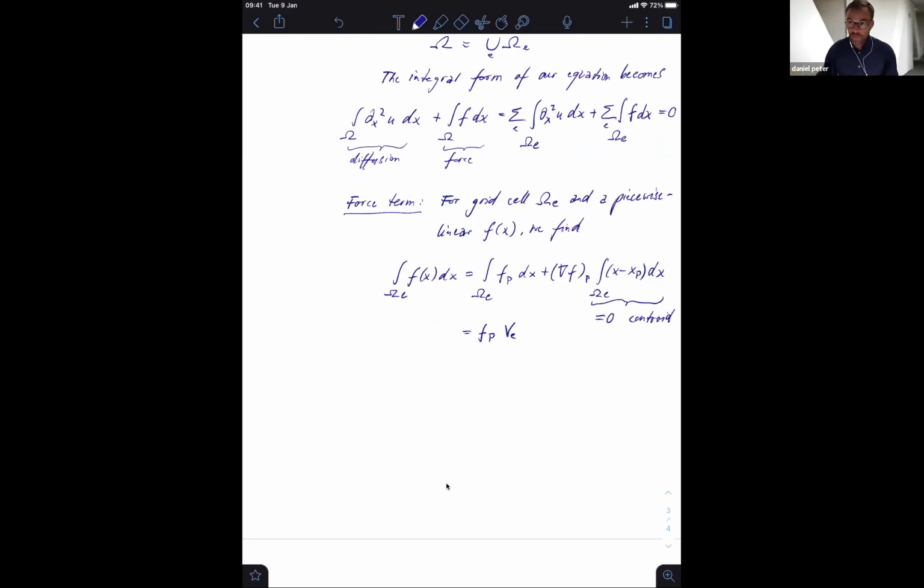And if we recall from last time, the centroid position is also equal to the average within that grid cell. So it would be the average of f times the volume. And again, this would be second order accurate in case our function is not piecewise linear but has nonlinear terms. Then this approximation at least would be second order accurate.